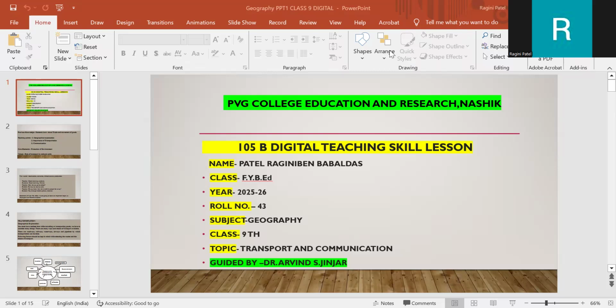Today, I am going to present my digital geography lesson for class 9. The topic of today's lesson is transport and communication. This topic helps us understand how people, goods, and information move from one place to another.